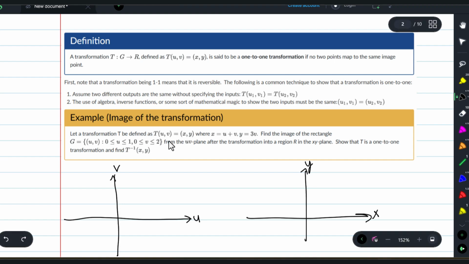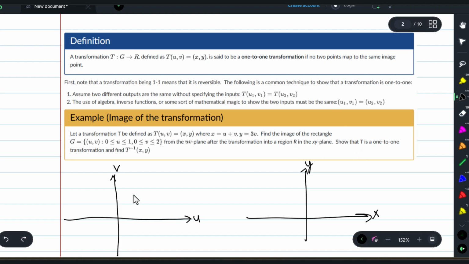Something like this. So imagine we have a transformation defined by these particular functions. We're going to transform the UV coordinates into the XY coordinates. And we're asked to find the image of the starting rectangle in the UV coordinates over here, to find out what the image looks like, this region R, and also to verify that it's one-to-one.